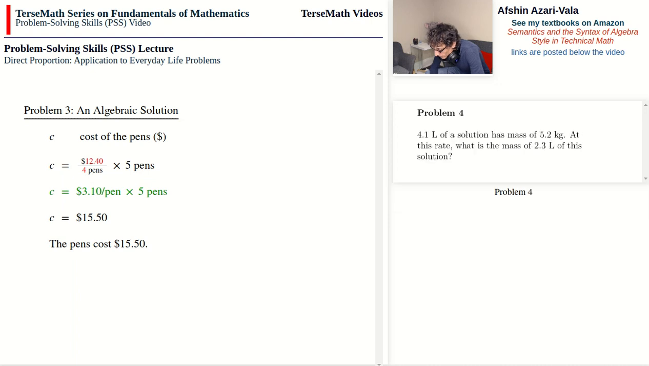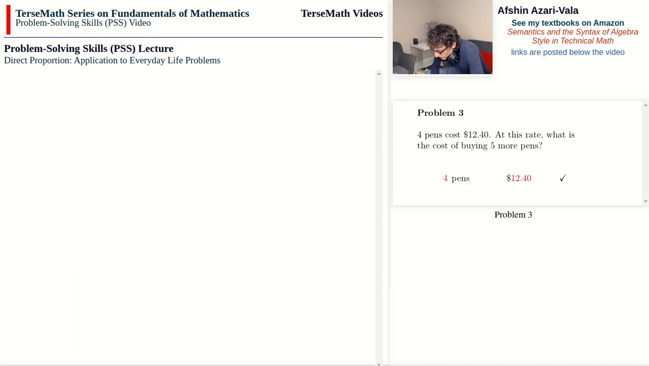All right, next problem. Now let's move away from money problems and talk about some other kinds of problems. This one says 4.1 liters of a solution has a mass of 5.2 kilograms. At this rate, what is the mass of 2.3 liters of this solution?